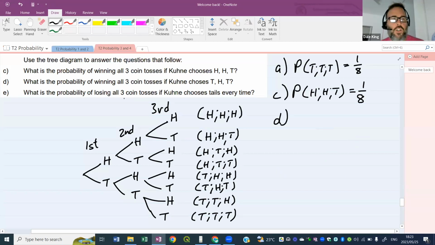All right, question D. What is the probability of winning all three coin tosses if Kuno chooses tails, heads, tails? We're assuming it's consecutive again. There's only one place that this happens.